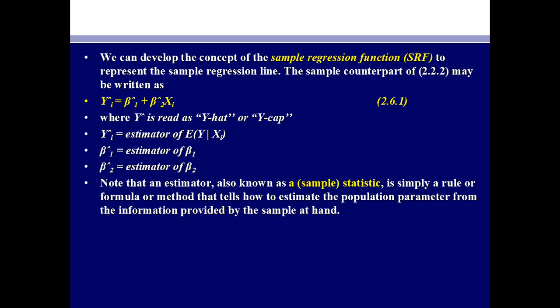You see on this slide over here, note that an estimator, also known as a sample statistic, is simply a rule or formula or method that tells how to estimate the population parameter from the information provided by the sample at hand. So that's why I'm saying that because the words statistic and parameter are occurring as part of our discussion, it should be very clear what these things actually represent.